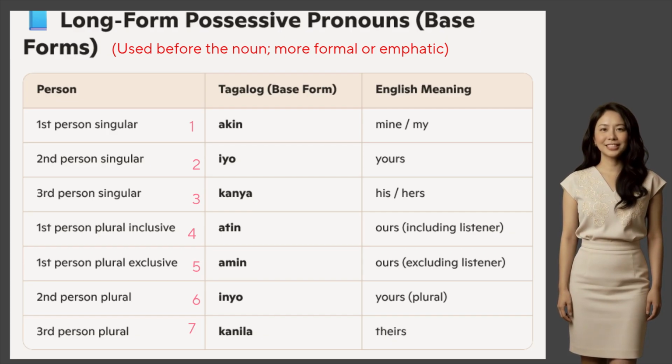You'll notice that each one stands on its own and can appear before the noun in a sentence. So remember, long form means pronoun comes first. It gives the sentence a fuller, more formal, and more emphasized tone.